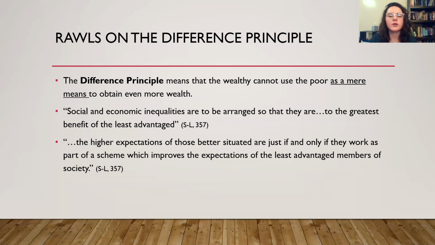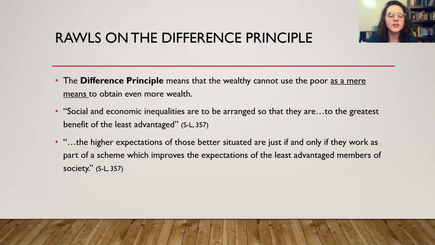So here's a little bit more of what Rawls has to say on the difference principle. The difference principle basically means that the wealthy can't use the poor as a mere means to obtain even more wealth. So Rawls does think that it is okay to have some inequality in a society, but what's not okay is that that inequality disadvantages the poor, or makes them even worse off. Any kind of just society abides by the difference principle. And in this difference principle, any inequalities have to be managed so that those who are the least well off have the greatest benefit.